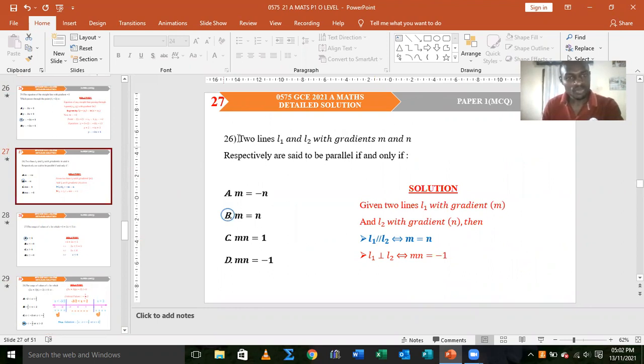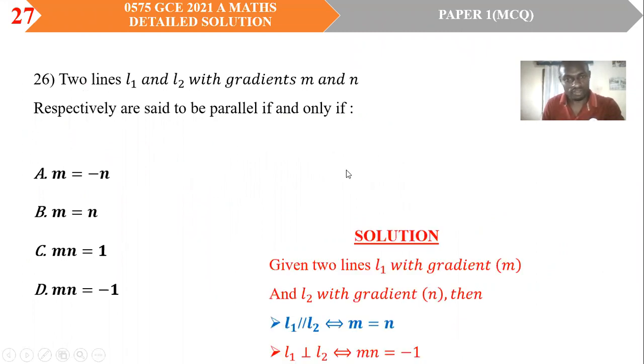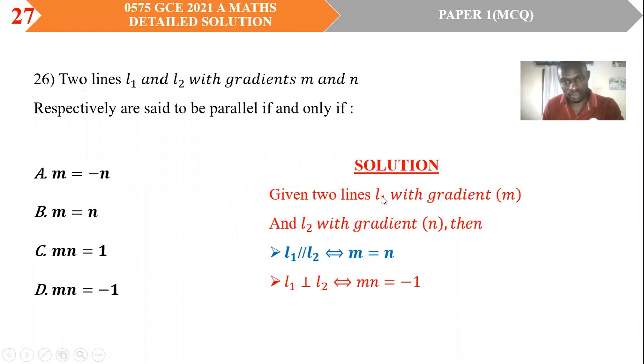We begin. Question 26. Two lines L1 and L2 with gradients M and N respectively are said to be parallel if and only if... We look at the solution. Given two lines L1 and L2, L1 with gradient M and L2 with gradient N, then we say that the line L1 is parallel to L2 if and only if M is equal to N.